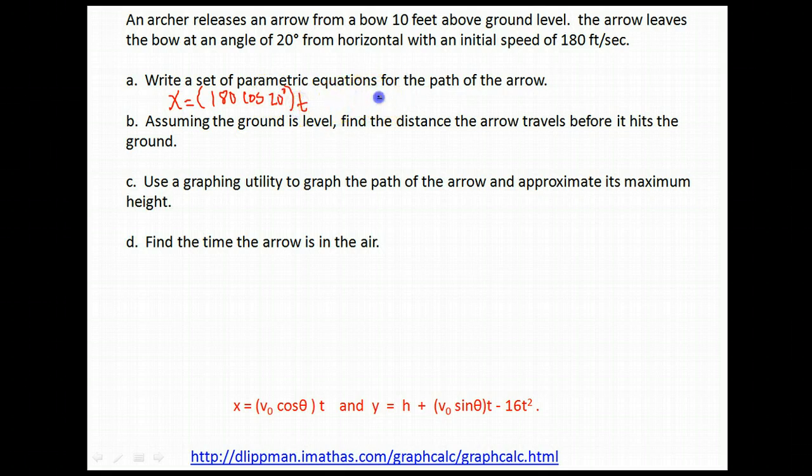Okay. Next, for our y value, we have y equals h, the initial height. So it was launched from a height of 10 feet. So we have 10 here, plus the initial velocity or speed, which again was 180, sine of theta, so sine of our angle 20 degrees, times t, minus 16t squared.